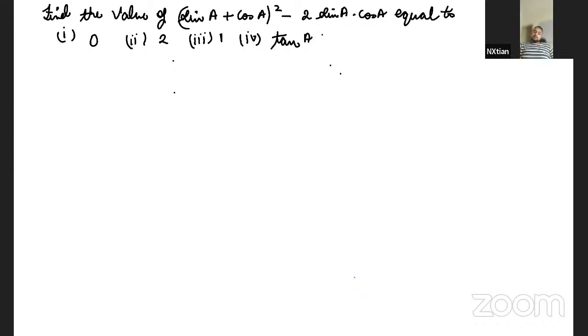Okay, this is the question. We have to find the value of (sin A plus cos A) whole square minus 2 sin A cos A. The answer will be 0, 2, 1, or 10. What you have to find. Quickly do it. I'm giving you 2 minutes to do it, then I will do it. And in case you have to open the bracket, the (sin A plus cos A) whole square.